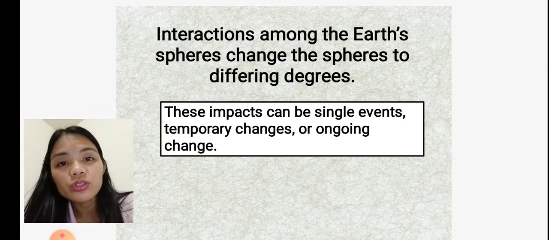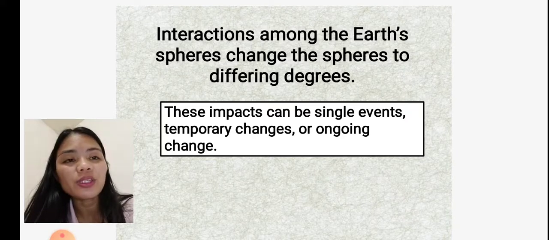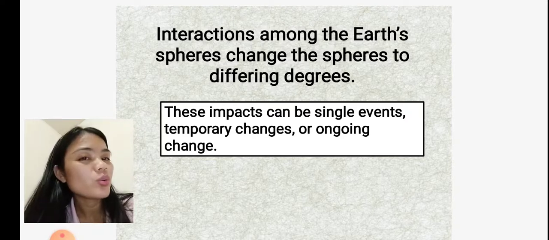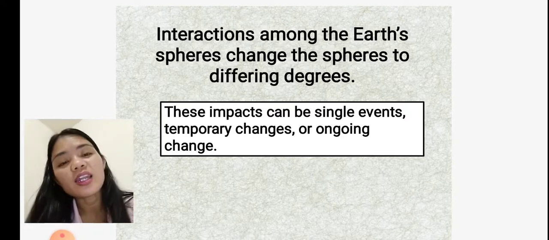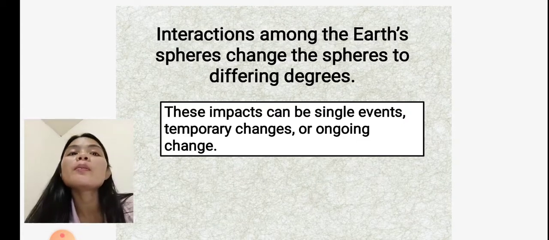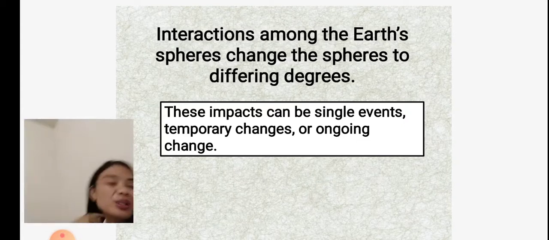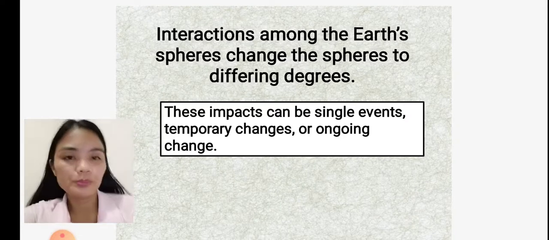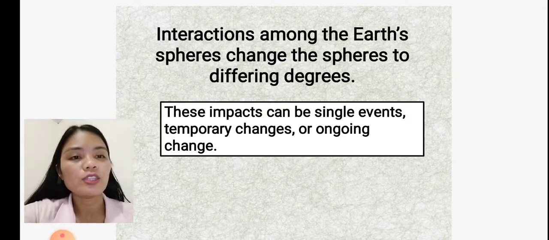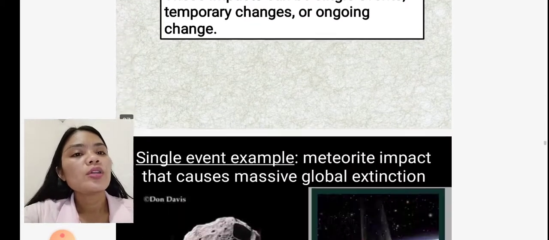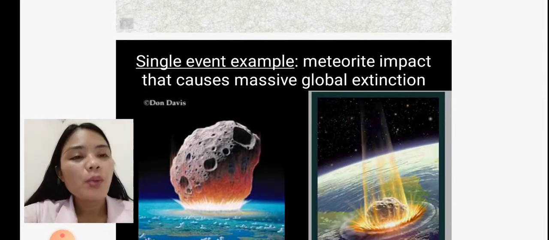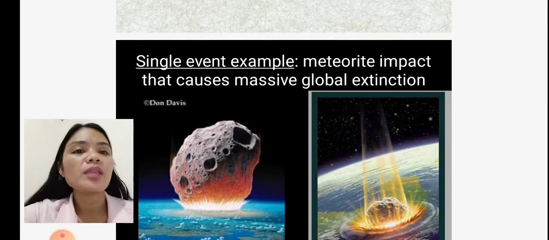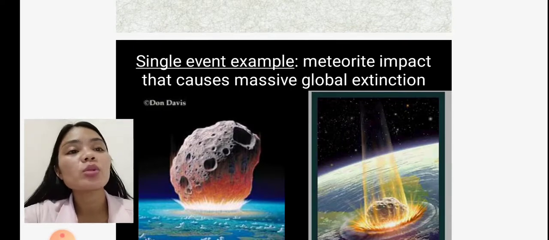We are born to adjust to what is happening around us. Dahil tayo naman yung pinakamatalinong nilalang ng Diyos, diba? So, kaya nga natin pinag-aaralan din ang science aside from the fact that we believe doon sa religious concept ng pagkalalang natin dito sa mundo. So, next, single event, example, meteorite impact that causes massive global extinction.